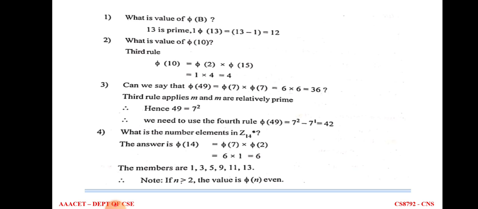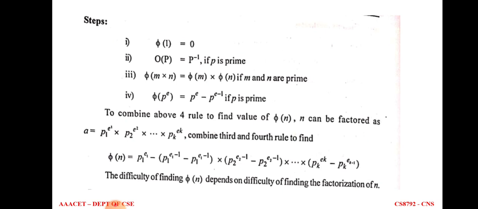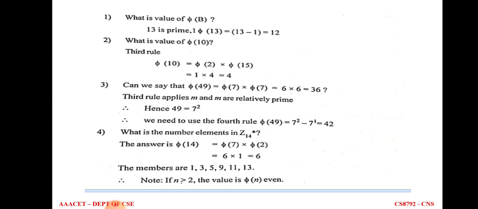Now check phi of 2. 2 is a prime number, so we can apply the second rule, p minus 1. So 2 minus 1 is 1. And phi of 5, 5 is also a prime number, so p minus 1, that is 5 minus 1 is equal to 4. So the result, 1 multiplied by 4, is equal to 4.